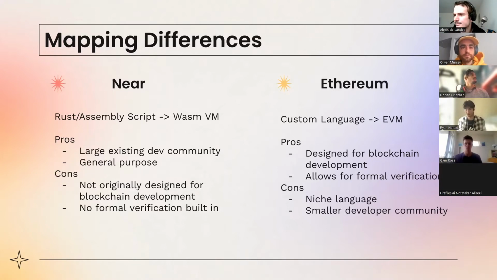If you ever have problems with the language, and you want to go on Stack Overflow or something, there's going to be a very good chance someone else has had that problem. Now, again, at the same time, these can be cons. So obviously, Rust is not originally designed for blockchain development.